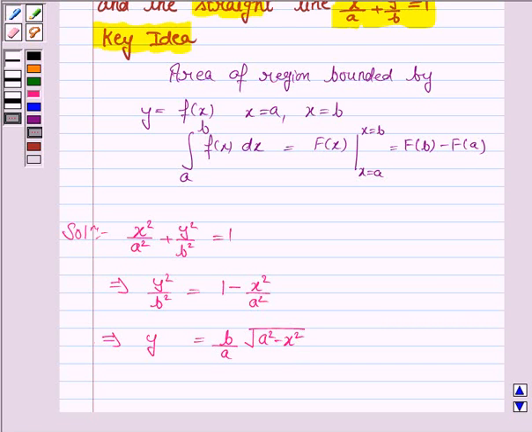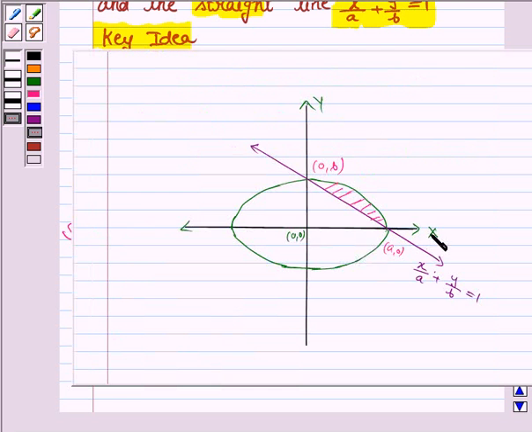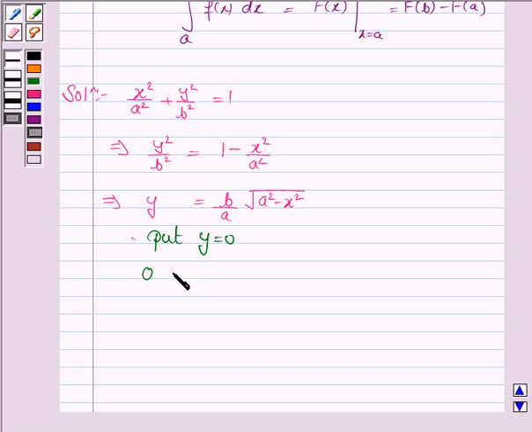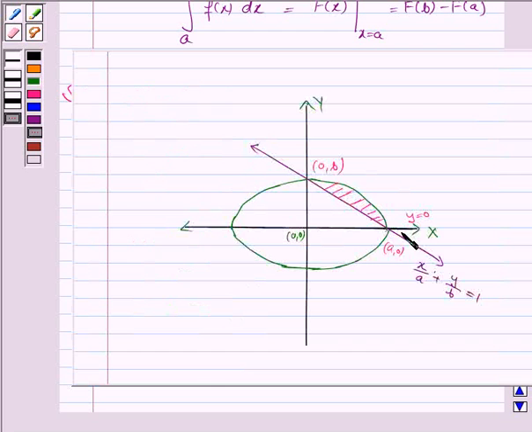Now, we have to find the point where the ellipse cuts the x-axis, that is, where y is 0, because the x-axis is the line y is equal to 0. So we'll put y is equal to 0. This implies 0 is equal to under the root a square minus x square, and this implies x is equal to plus minus a. So the ellipse cuts the x-axis at the points (a, 0) and (-a, 0).